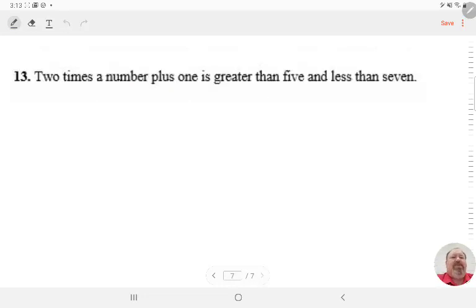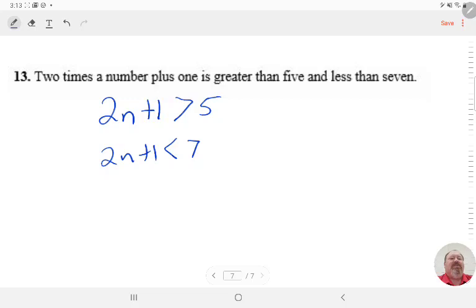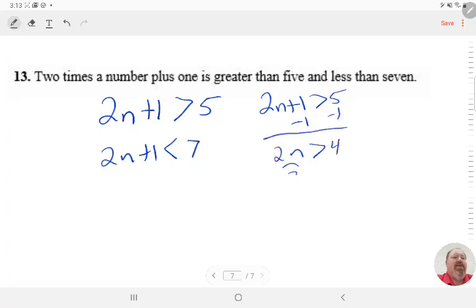So this one says 2 times the number plus 1 is greater than 5 and less than 7. So let's take a look at what that is. We have 2 times the number, so that's 2n plus 1 is greater than 5, and 2n plus 1 is less than 7. So I have those two to work with. Okay? So let's take a look. We have 2n plus 1 greater than 5. Subtract 1 from both sides. 2n is greater than 4. Divide both sides by 2. n is greater than 2.